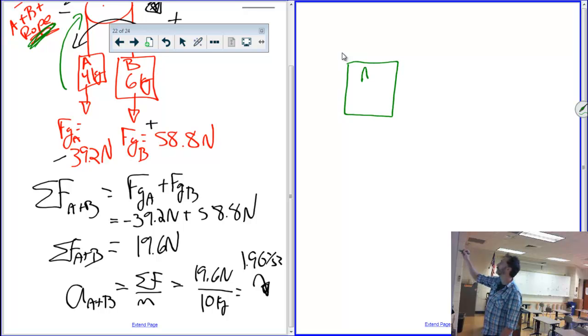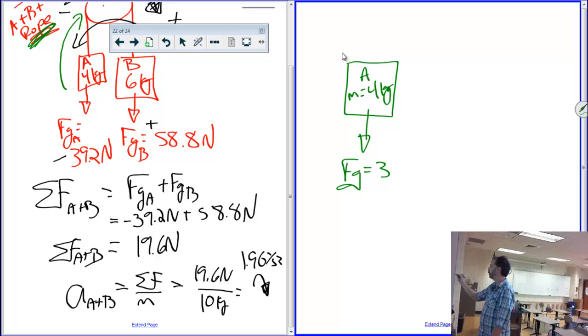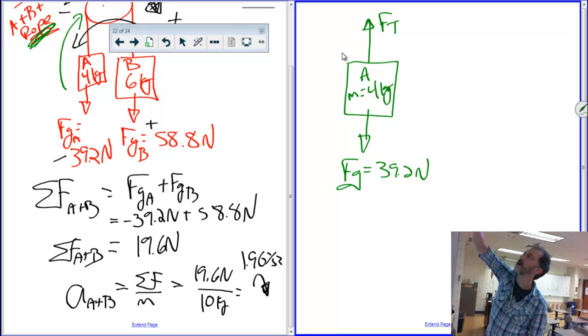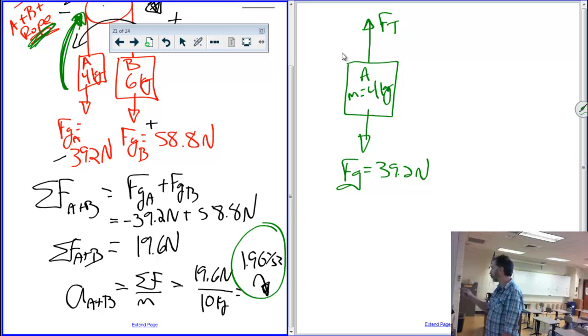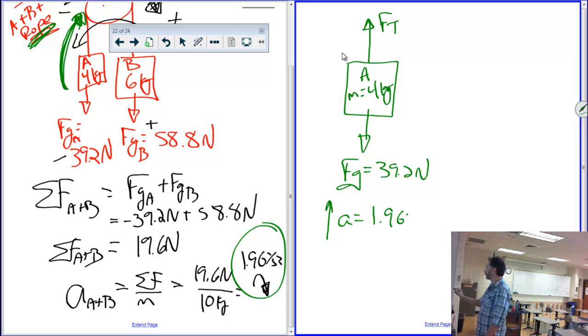All right, so let's look at object A. Object A is a mass of 4 kilograms, right? And what are the things we know? Well, we know gravity is pulling it down with a force of 39.2 newtons. And we know that the tension from the rope is pulling it up, right? Because if we look back at our drawing, we know that our system is pulled up this way, because B pulls down, which pulls A up. We had already figured out the acceleration, so we know that object A is going to accelerate up at 1.96 meters a second squared, all right?